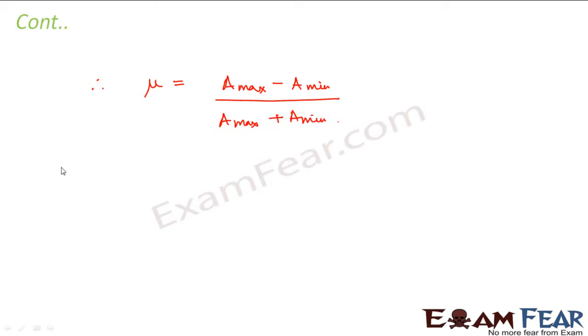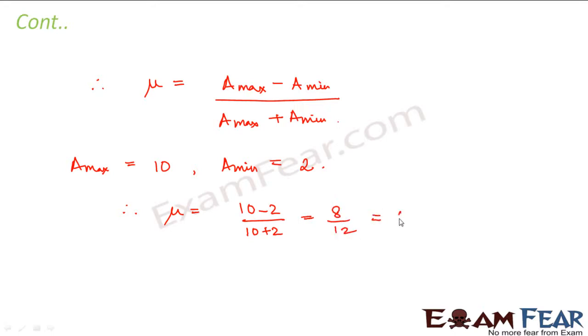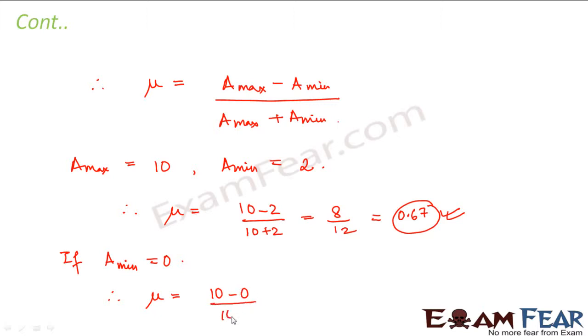So now if you look at this problem, the maximum amplitude of the modulated wave is given as 10 and the minimum amplitude of the modulated wave is given as 2. Therefore, mu will be equal to 10 minus 2 divided by 10 plus 2, which is equal to 8 by 12, that is 0.67. So this would be the modulation index. Now what would happen if A min, that is the minimum amplitude, is equal to 0? In that case, the modulation index will be equal to 10 minus 0 divided by 10 plus 0, that is equal to 1. So this would be the modulation index.